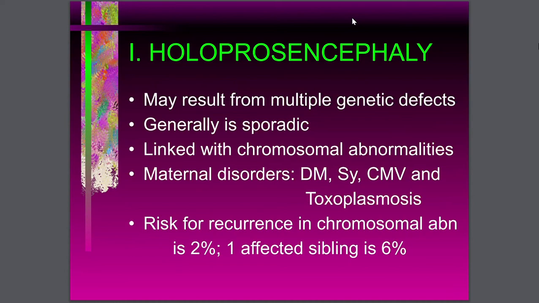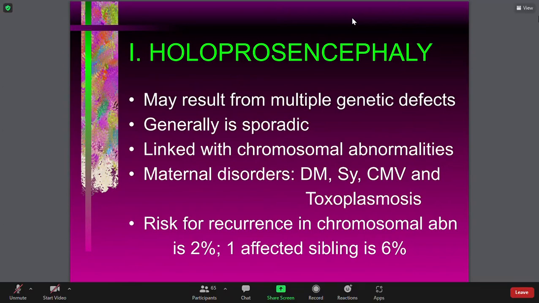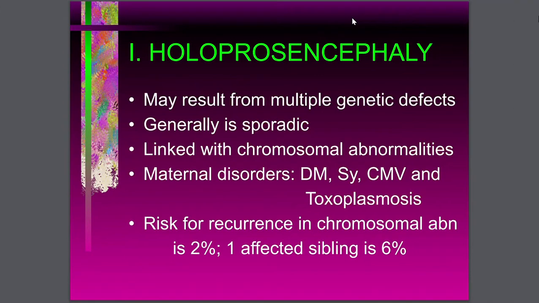No? So, maternal disorders like diabetes mellitus, maternal infections like syphilis, cytomegalovirus infection, toxoplasmosis, may predispose the baby, the fetus, to holoprosencephaly. So the risk for recurrence in chromosomal abnormality is 2%. And it goes up to 1 to 6% if there is one affected sibling, no? Next slide, please.